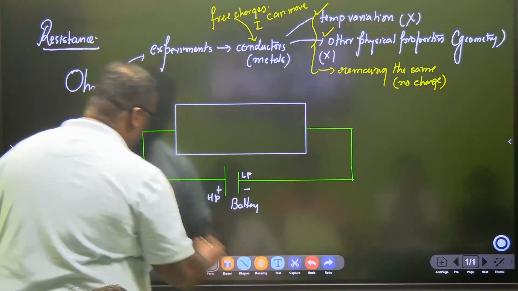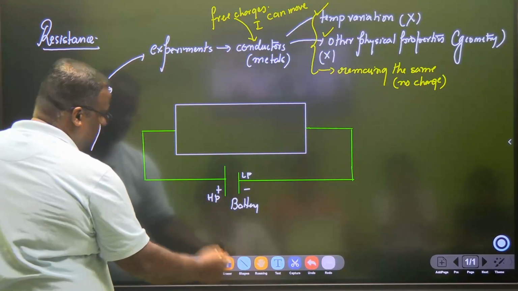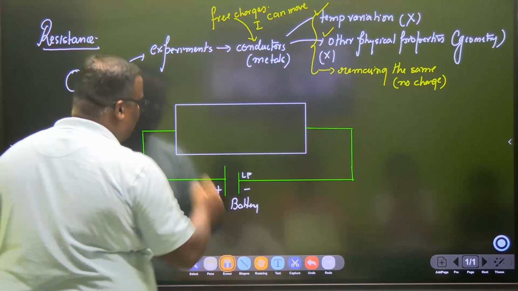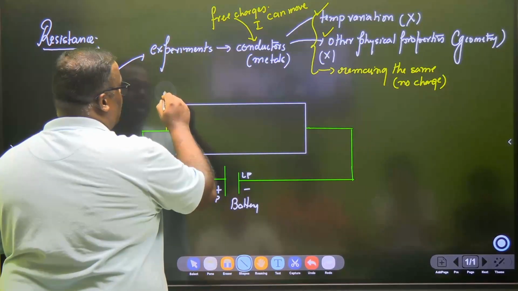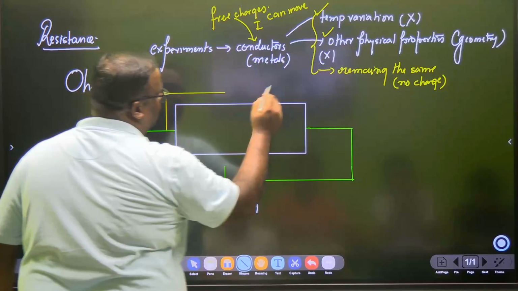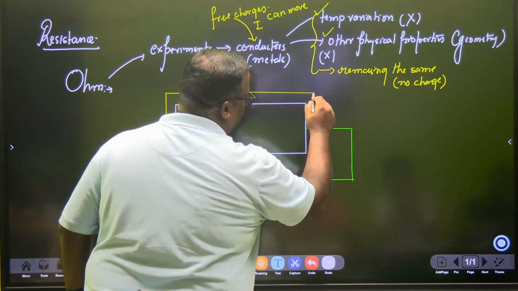Try to understand, because if you draw now, I would be changing my diagrams a lot. You might find that every time he's changing the diagram, I'm changing the diagram to make you understand. So pay more attention to understand.